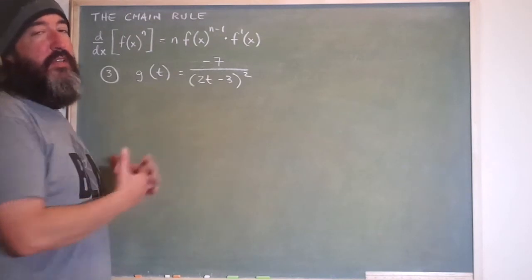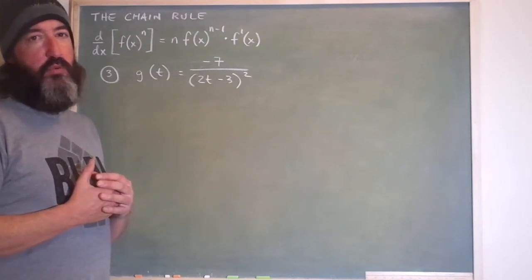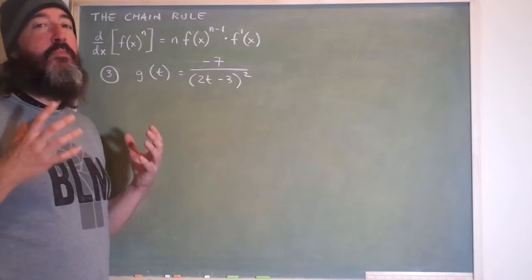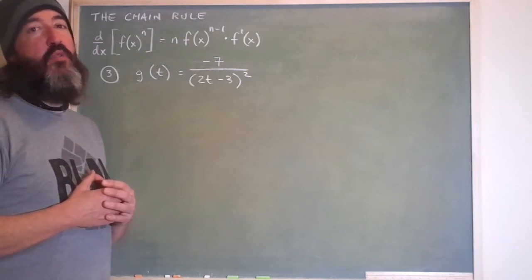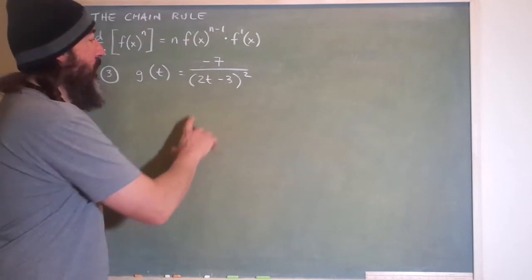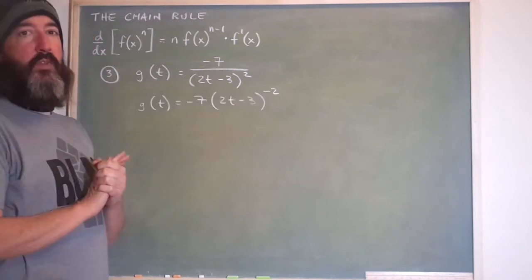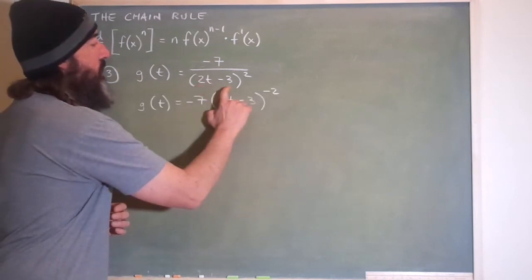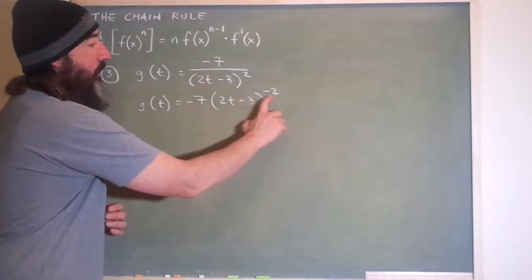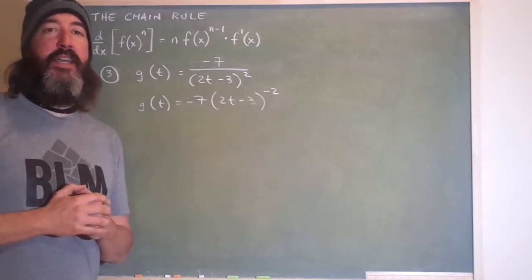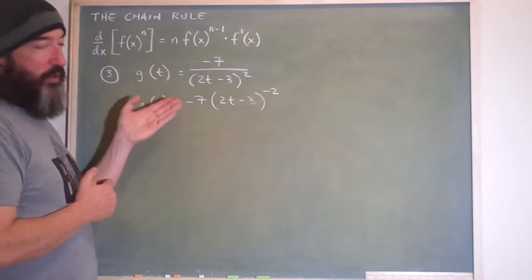Now here's a function that we could differentiate using the quotient rule, but let me show you that it's much easier to tackle this with the chain rule. Let me start by rewriting g of t. I simply moved the 2t minus 3 up to the numerator and changed its exponent to negative. I'm hoping you see that these are equivalent.